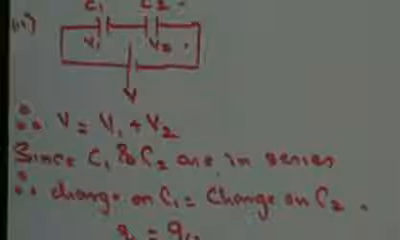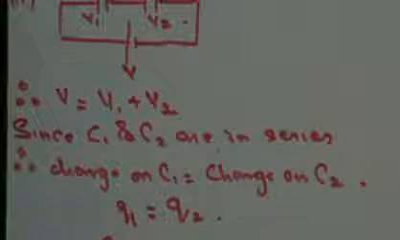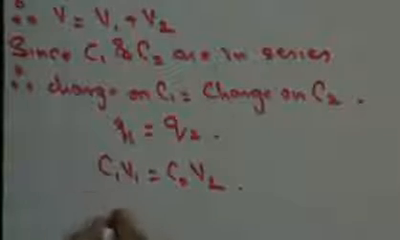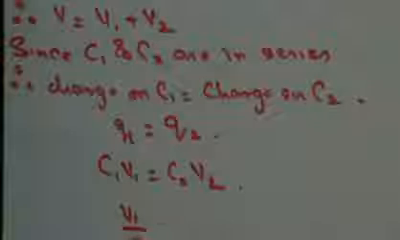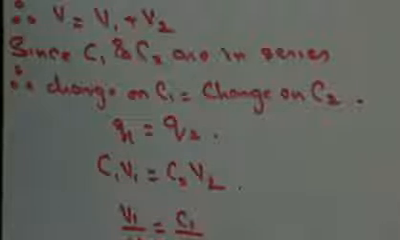Now, I can also say that since C1 and C2 are in series, therefore charge on C1 should be equal to charge on C2. Charge, that is Q1, should be equal to Q2. Q is equal to CV. Therefore I can say that C1 V1 should be equal to C2 V2, right? So in which case I can say that V1 upon V2 is C2 upon C1, right?